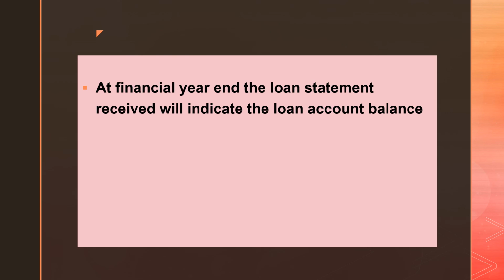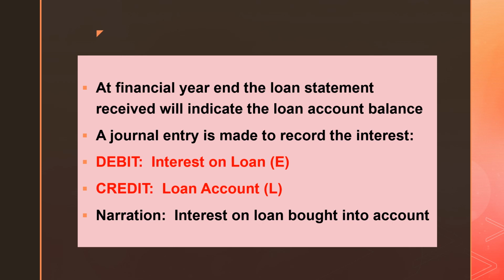At the end of the financial year, that means at the end of a 12-month period, we will receive a loan statement from the bank. We need to record what the interest for the entire year should have been. So we debit interest on loan, which is an expense, and we credit the actual loan account, showing that our interest is going into the loan. We then have a narration called interest on loan is brought into account.